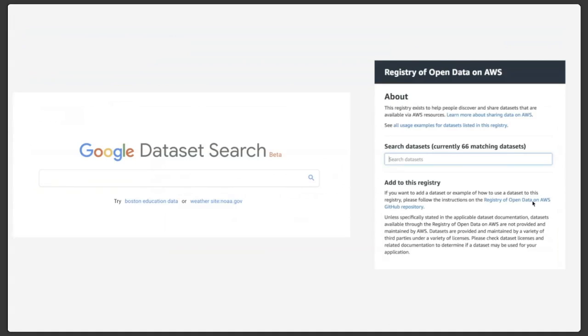To find the data sets you need, you can make use of various kinds of search engines. One of the most popular ones is, of course, Google's dataset search.